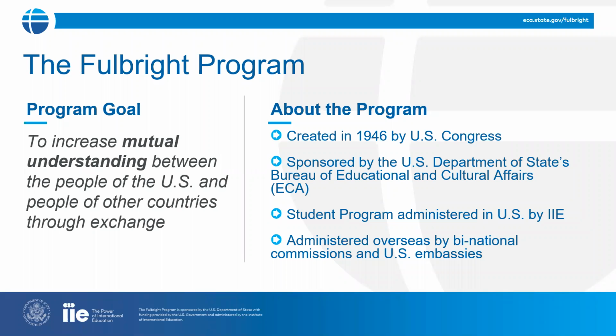So the Fulbright program was established in 1946 by the US Congress, and its essential goal is to increase mutual understanding between people in the US and the other countries that partner with the US in the Fulbright program. While there are many different types of things you can do with a Fulbright grant, the ultimate purpose is to have Americans have real lived experience for sustained periods of time in other countries to increase mutual understanding. As a result, it's sponsored by the Department of State's Bureau of Educational and Cultural Affairs, administered by IIE in the US, and overseas, it's a combination of binational commissions, but also US embassies, depending on the relationships that the countries have with Fulbright.